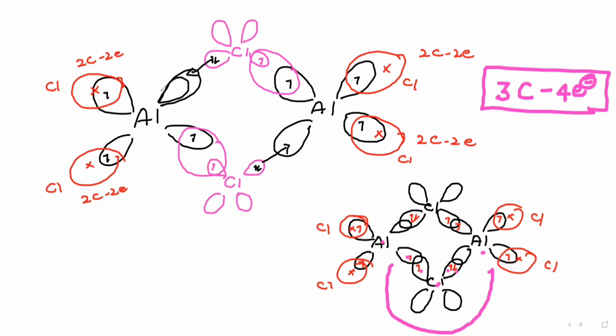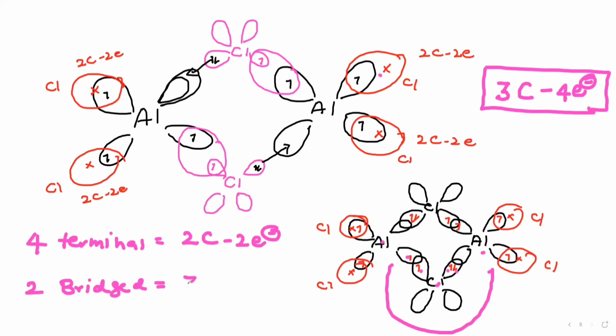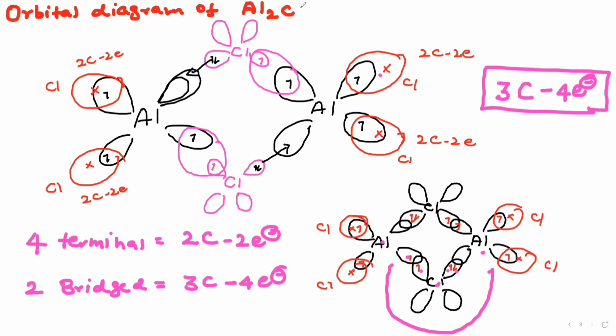Therefore, in the case of Al2Cl6, the 1, 2, 3, 4 terminal bonds, the 4 terminal, which bonding? It should be the 2 center, 2 electron bond, right? 2 center, 2 electron. And in the case of the 2 bridged bonds, this is the 3 center, 4 electron bond. Understand? This is called the orbital diagram of Al2Cl6. Okay, please, very, very important.